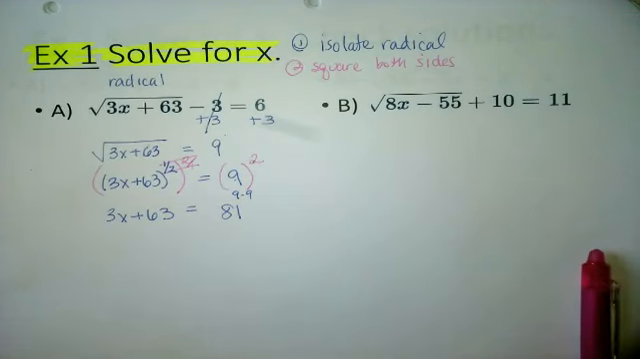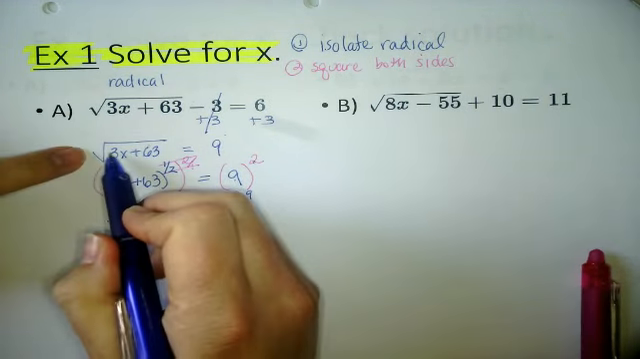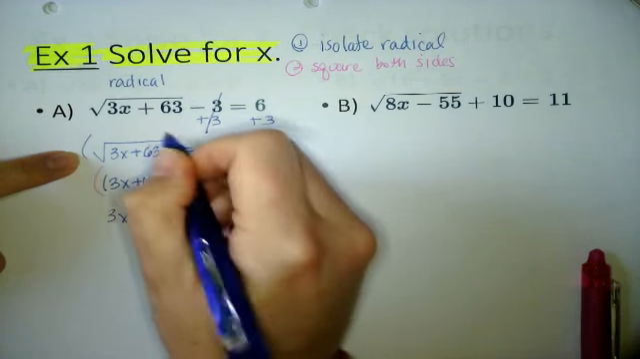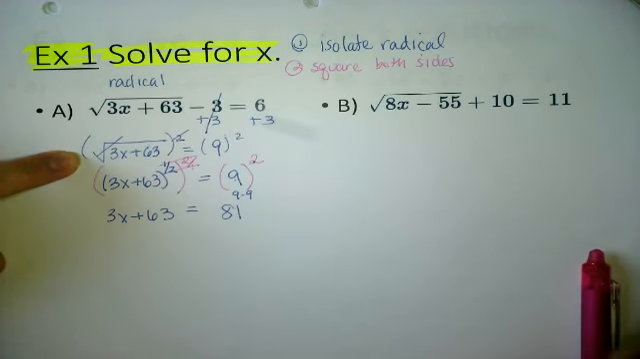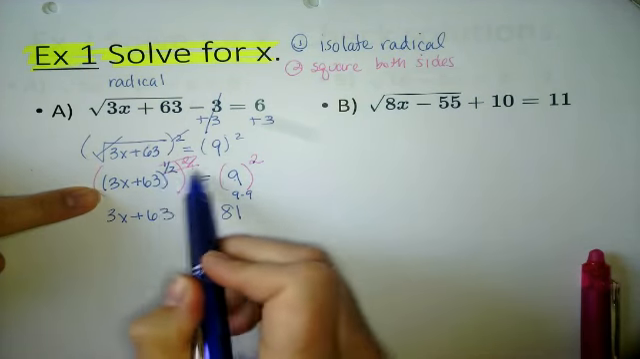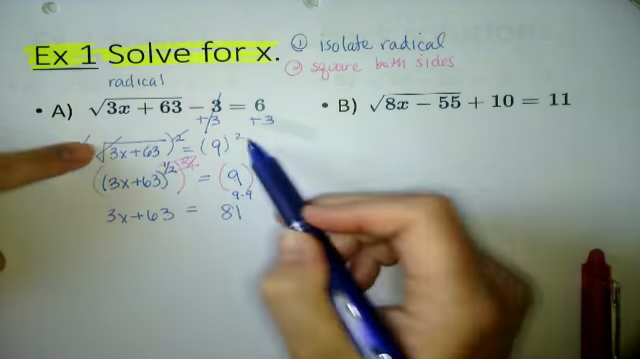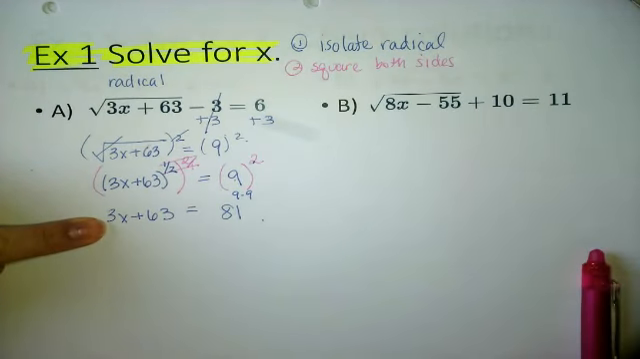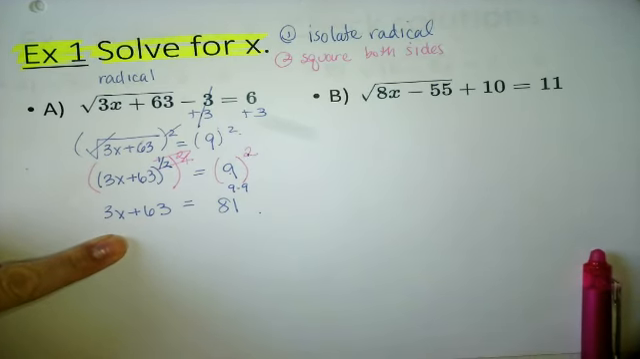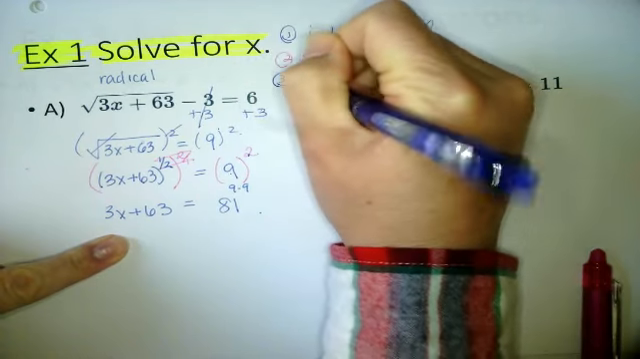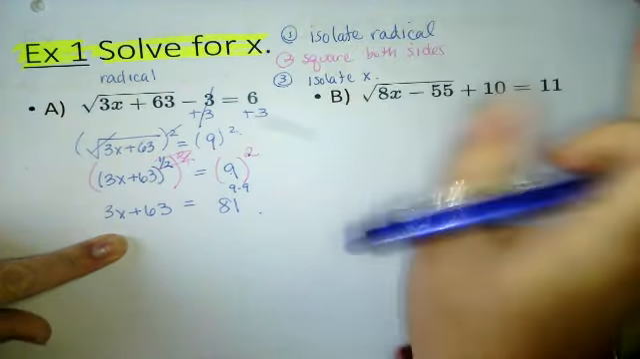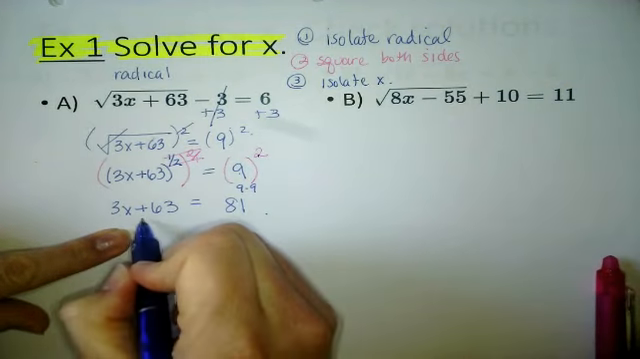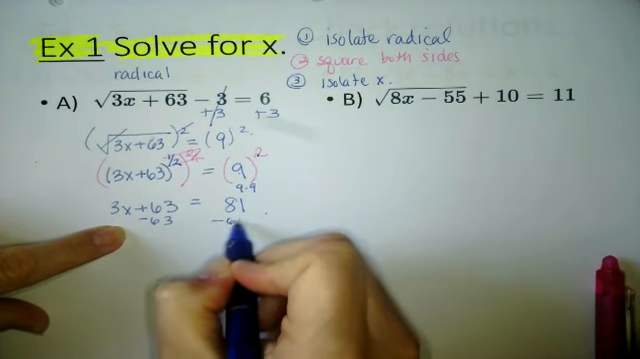So square both sides. When you square both sides, that square and the square root end up canceling each other out. You probably understand that, but this is mathematically what's happening. So can you go from here to here? Yes, you can. Now we just have to isolate x. So that's the third step. Isolate x.